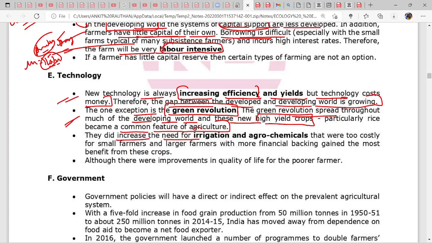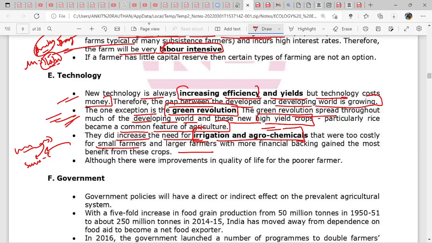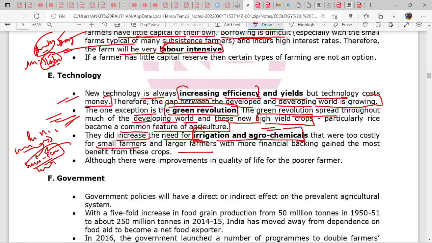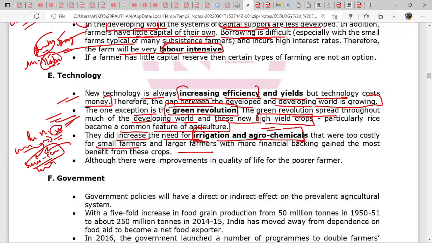They did increase the need for irrigation and agrochemicals. If you are not understanding any point, just pause the video and read yourself. You will understand it. They did increase the need for irrigation and agrochemicals that were costly for small farmers and large farmers. So only farmers who can afford it were able to do it. So that's why we can see the socio-economic divide in farming also in the Green Revolution, that only Punjab, Haryana, and UP farmers could do it. Other marginalized farmers were not able to do it.